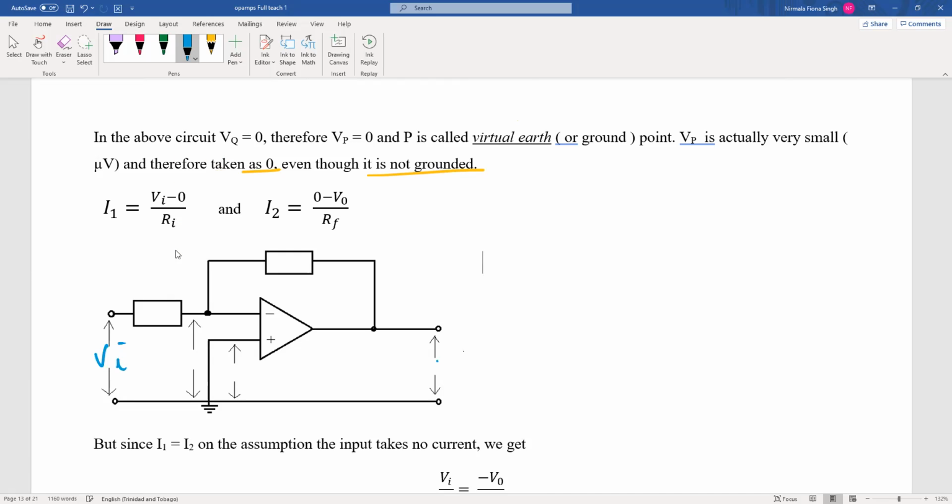So VI, V out, RI. So you're going to just use the same things over and over, and you know what they're talking about. VQ, VP, P. Right. So we want to look now at our currents in our circuit. And the currents in our circuit will be our I1, which is our input.